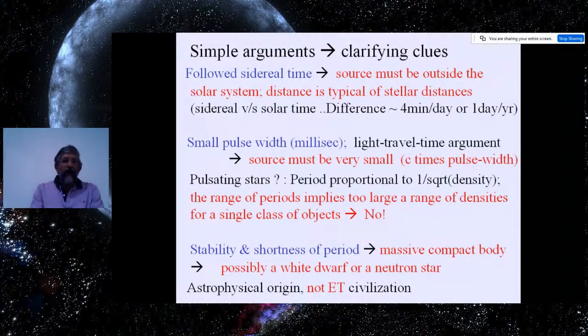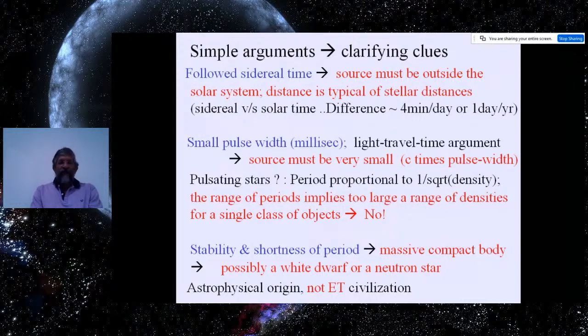Now, I will not talk about this pulsating star possibility, but in any case, people thought of other objects being the candidates, and at that time Cepheid variables were very well known, as they are even today. Except that the range of periods one saw and the dependence it has on the density suggested that there must be a large range of densities, and that's not possible for a single class of objects normally. And so that was ruled out.